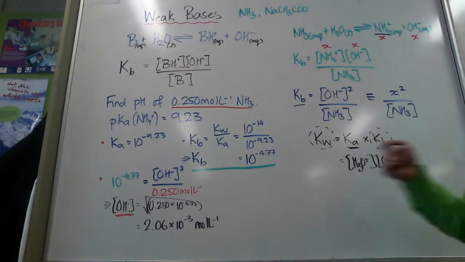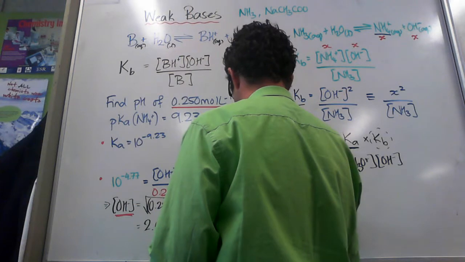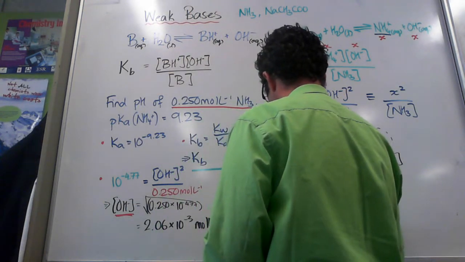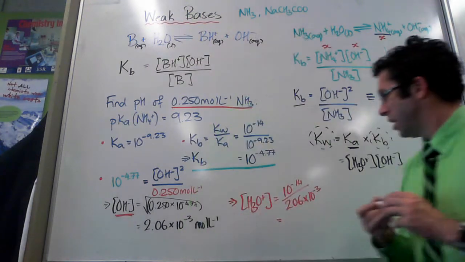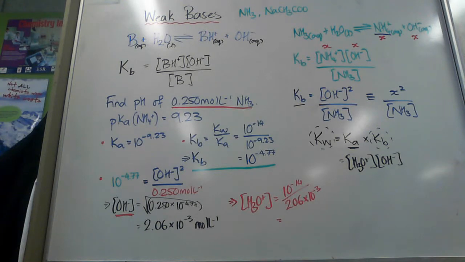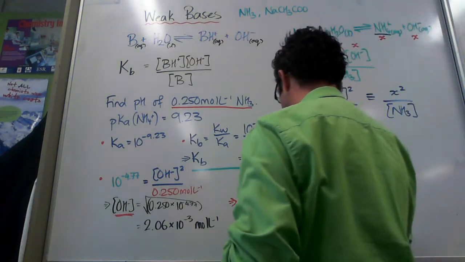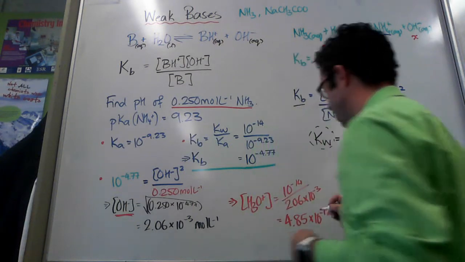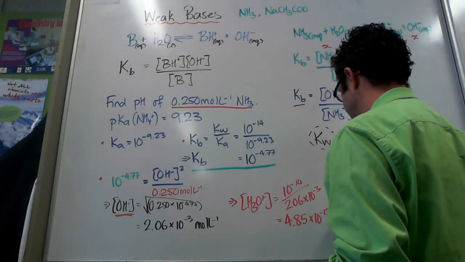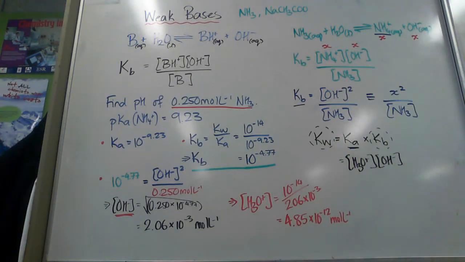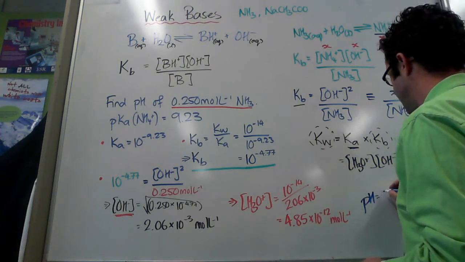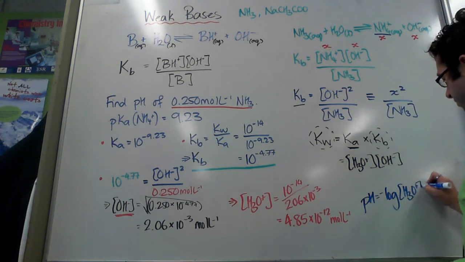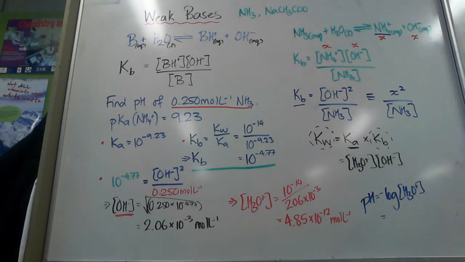So, given this, 10 to the negative 14 divided by our answer, and we get 4.85 times 10 to the negative 12. Again, don't forget units. This is a concentration, so moles per litre. And then my last step, my very last step, is to work out the pH. pH is the negative log hydronium. So I'll do that function to this. And we get 11.3.